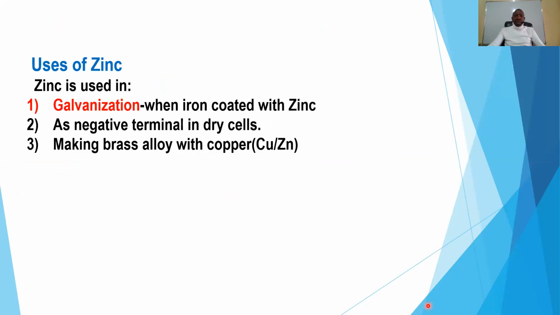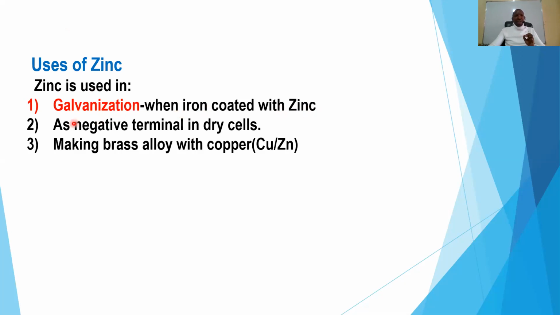The other point remaining is the uses of zinc. Zinc is used in galvanization, whereby iron is coated with zinc. The coating of iron with zinc is called galvanization, and it helps to prevent rusting. It is better than painting because zinc is more reactive than iron, so even if the coat cracks, zinc will still offer sacrificial protection.